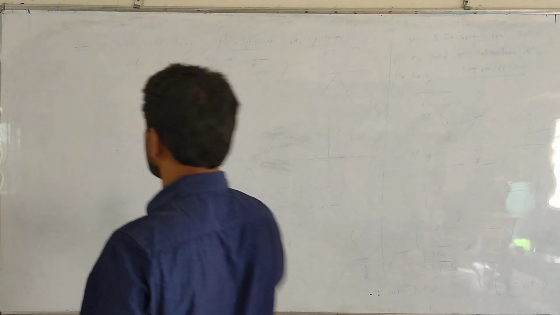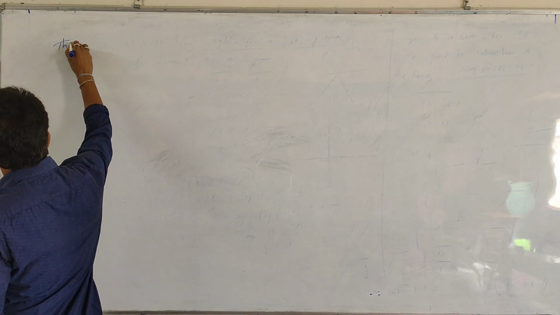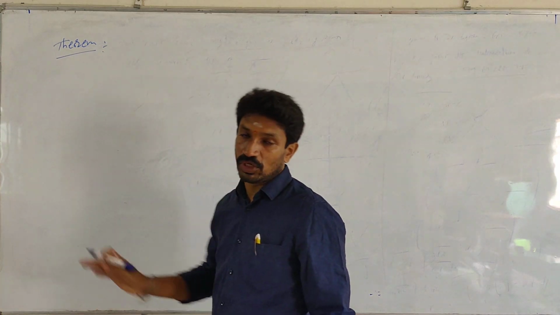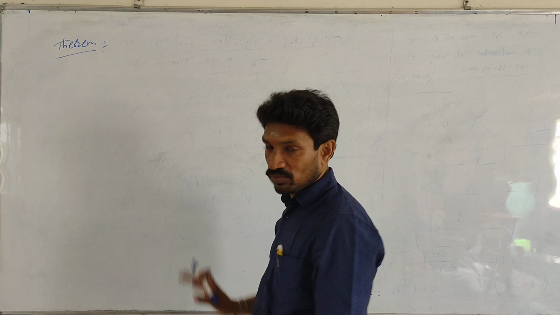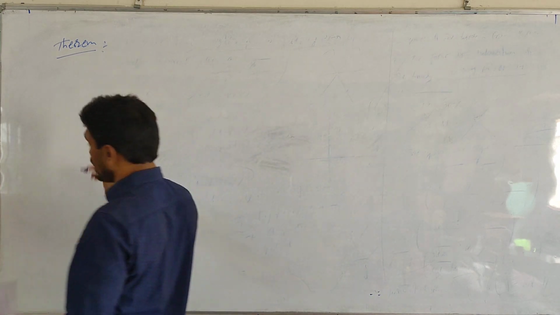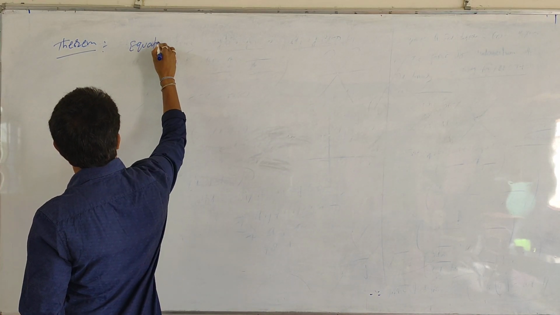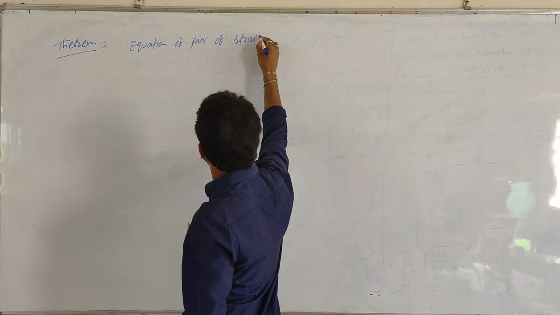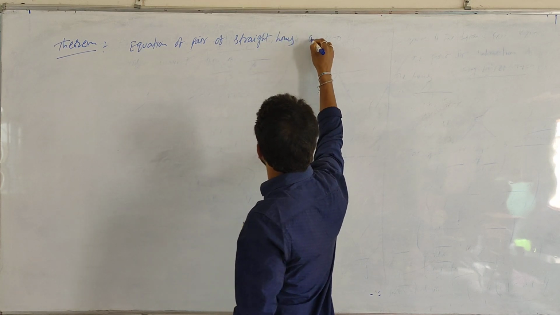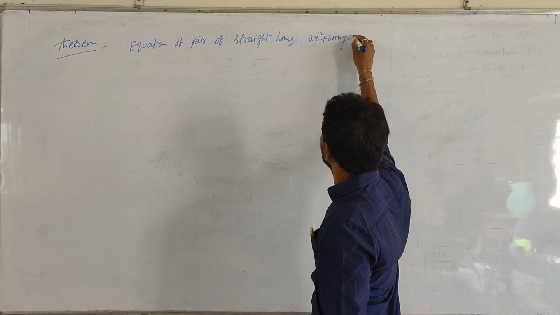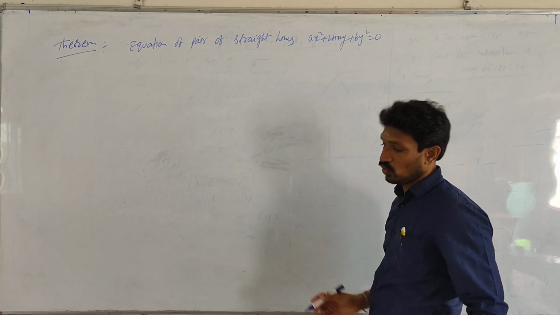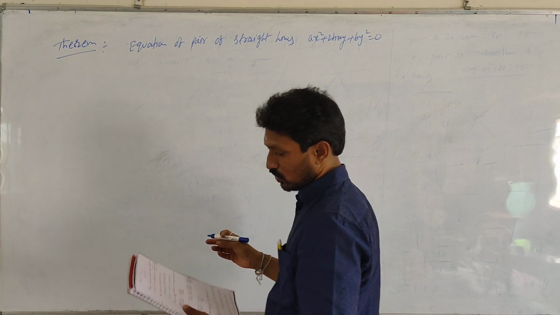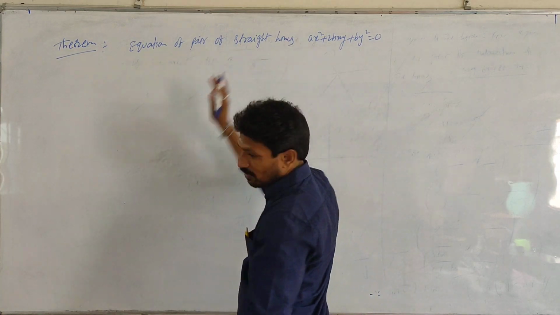Next theorem is very important. This is important for IPE and objective also. So just remember the theorem statement. See here, equation of pair of straight lines ax square plus 2hxy plus by square is equal to 0. Sorry, here the equation of pair of angular bisectors.